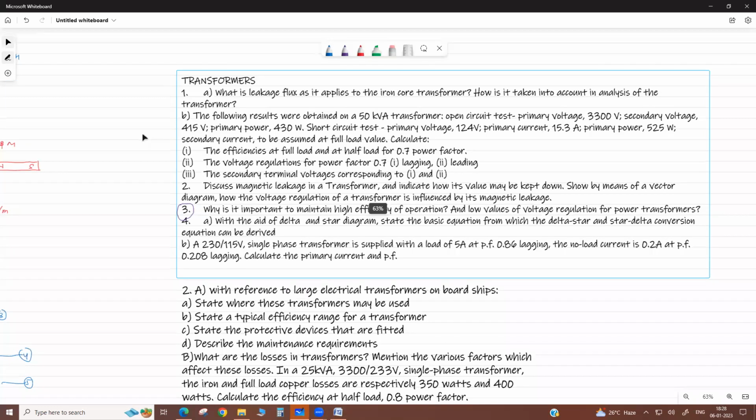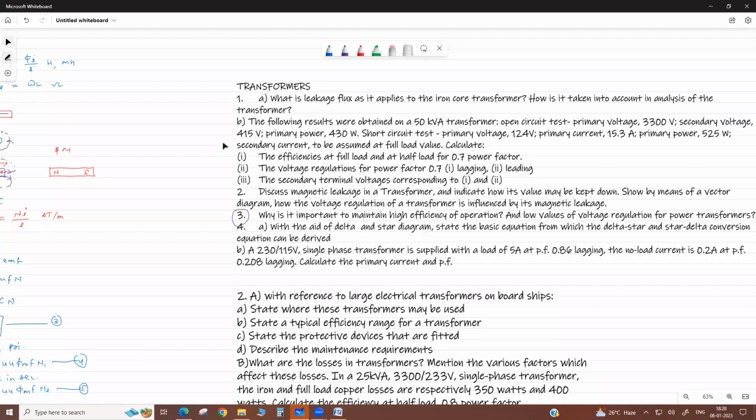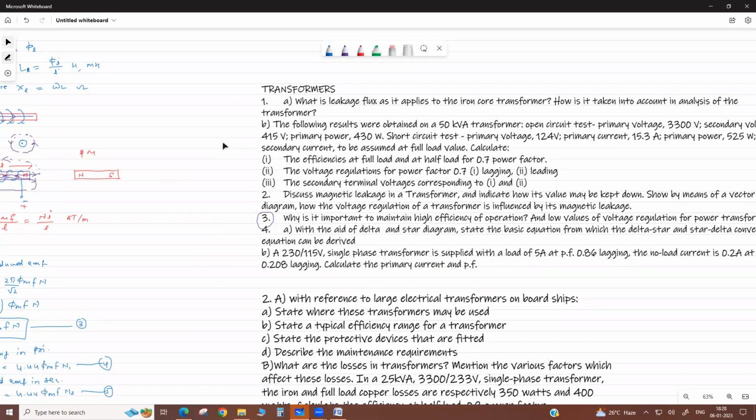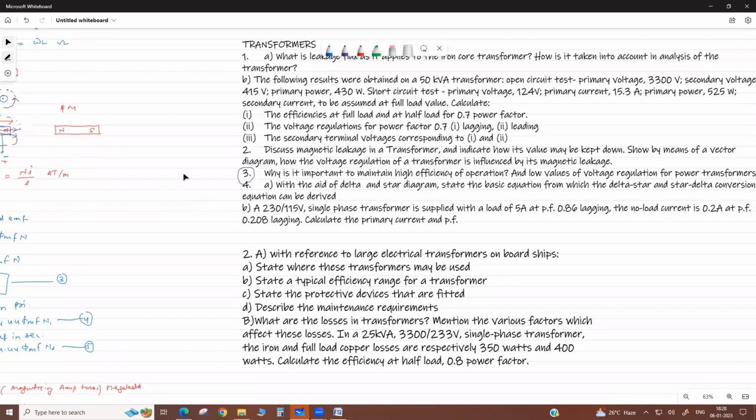Okay, dear, I will explain, because leakage flux means leakage reactance. If leakage flux is high, leakage reactance is more. More leakage reactance means high impedance, total equivalent impedance. Then there is a voltage drop. So mostly we have already collected these questions here.